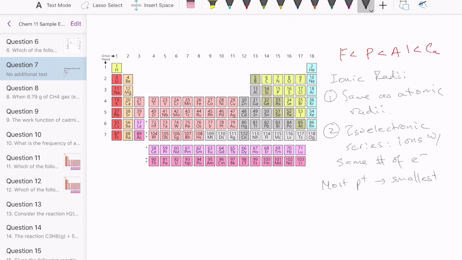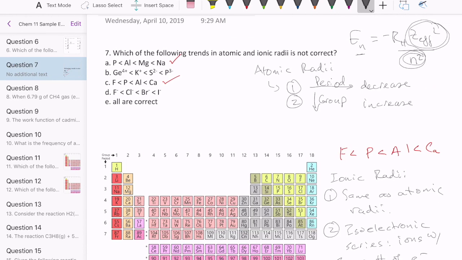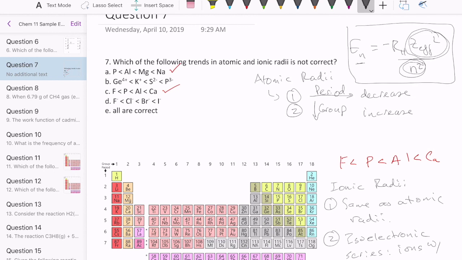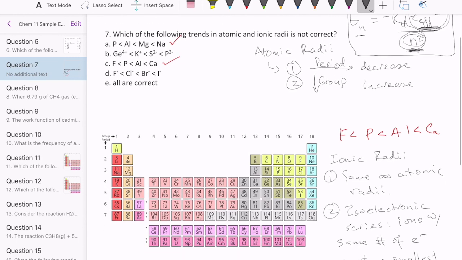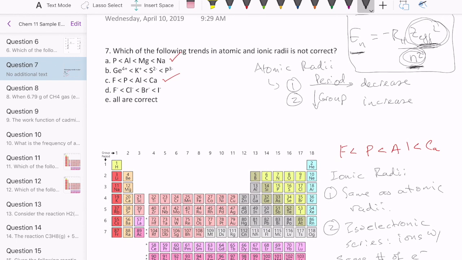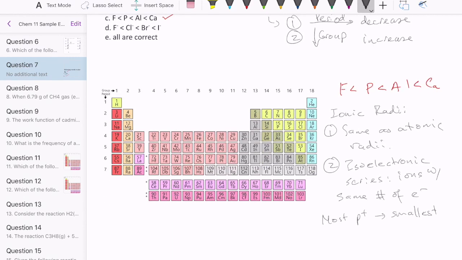And again, we come to this conclusion by looking at that same binding energy equation that I showed you at the beginning, that if the number of protons is large, that affects your Z effective. If the number of electrons is equal, which is true for the isoelectronic series, then the n value is the same. So if the Z increases and the n value stays the same, then the binding energy is going to be stronger, which means the size of the ions would be smaller.